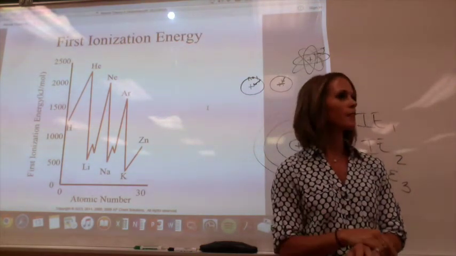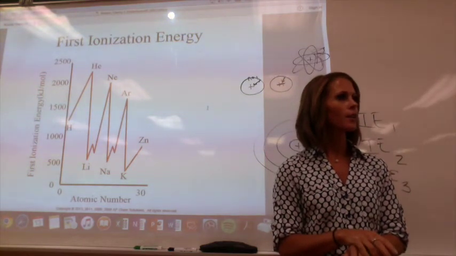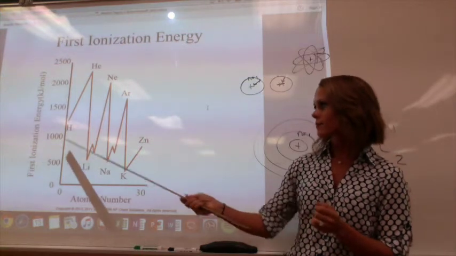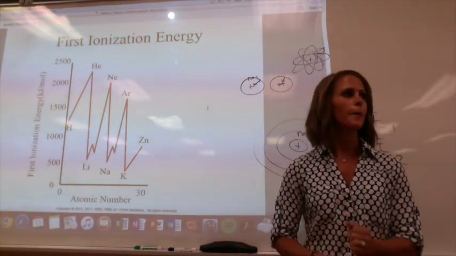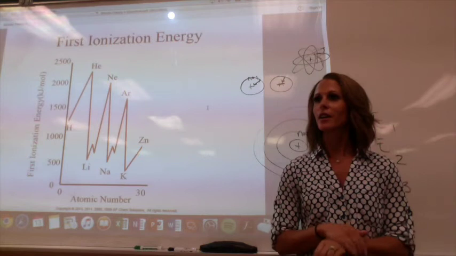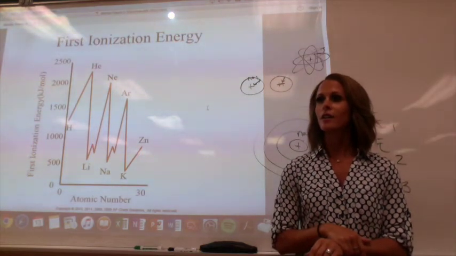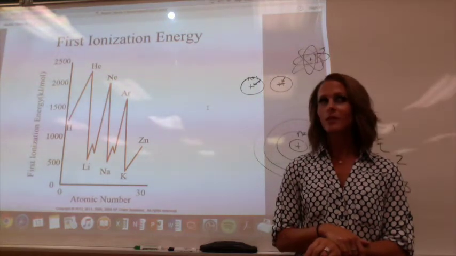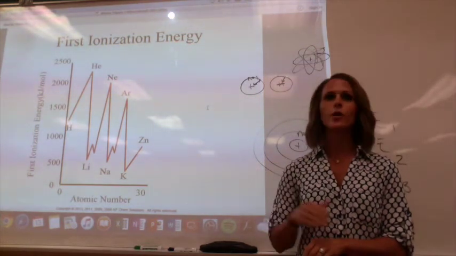Sorry, Jillian. They only have the first energy level, so it's easier to remove electrons. Well, why is hydrogen higher than lithium though? Because it only has 1 energy level, but it only has 1 proton. Yeah, so then what happens to lithium? It has 2 energy levels, but only 1 proton. So what's changing according to Coulomb's law?